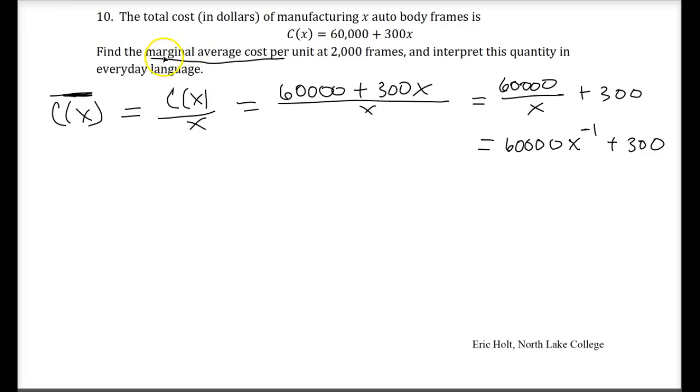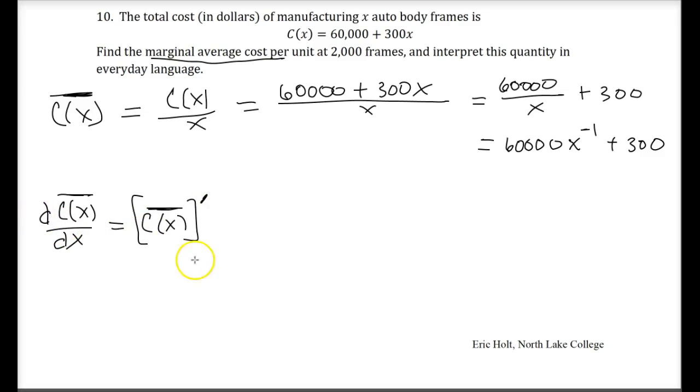Now what we're actually going to do is find the marginal average cost. Finding the marginal of anything is code for find the derivative, or the rate of change of it. So here we want to find the derivative of the average cost, and then evaluate it at x equals 2,000. But we need to calculate this first, so I'm going to rewrite this another way. You can use either one of these notations.